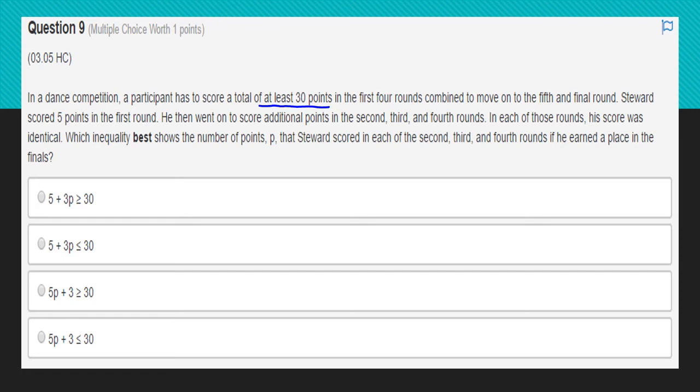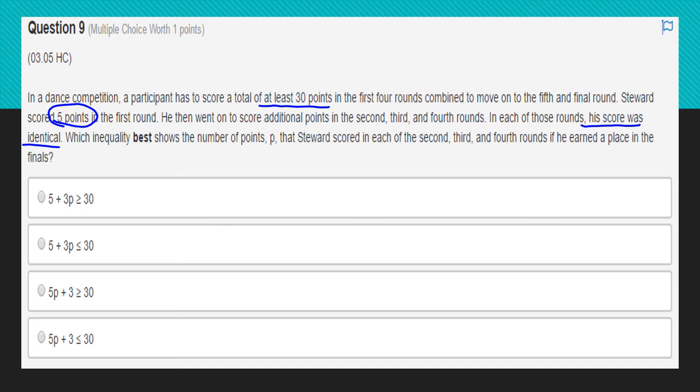Stewart scored 5 points in the first round. So there's an important, let's kind of circle that number. He then went on to score additional points in the 2nd, 3rd, and 4th rounds. In each of those rounds, his score was identical. Okay, so that's going to be important. Which inequality best shows the number of points P that Stewart scored in each of the 2nd, 3rd, and 4th rounds if he earned a place in the finals?